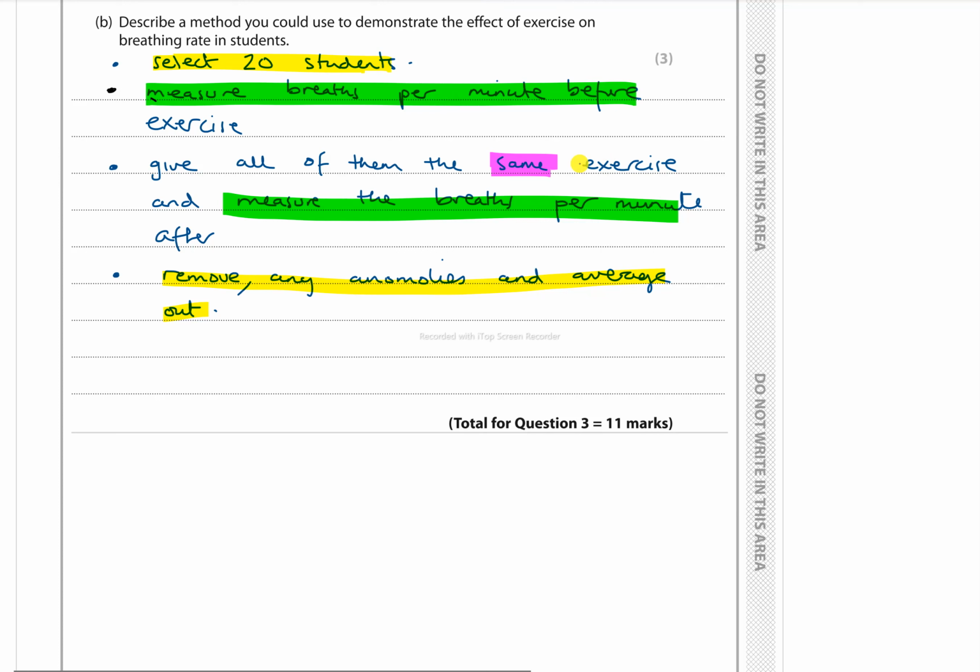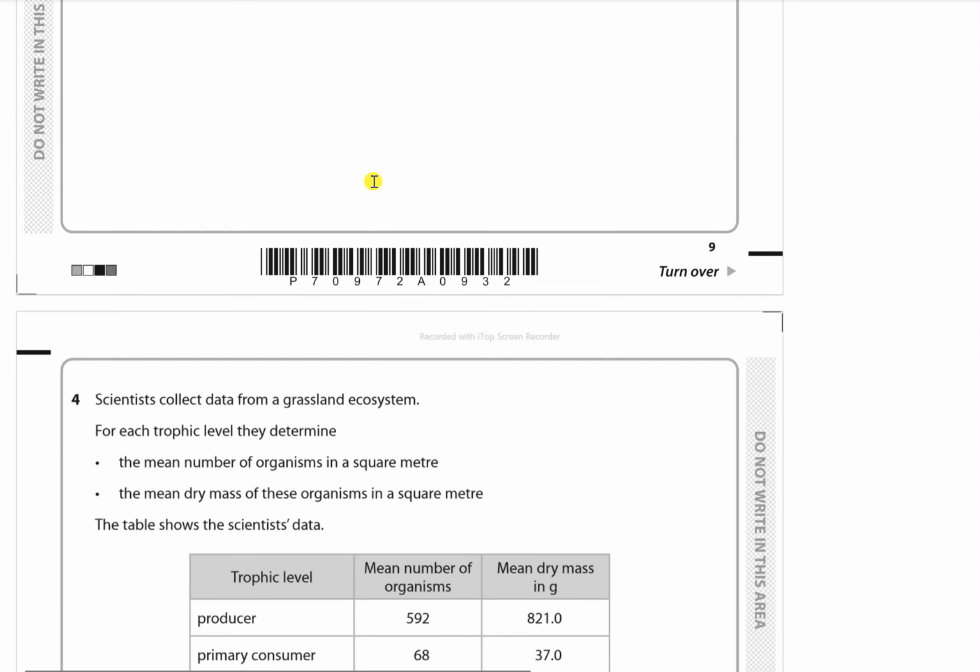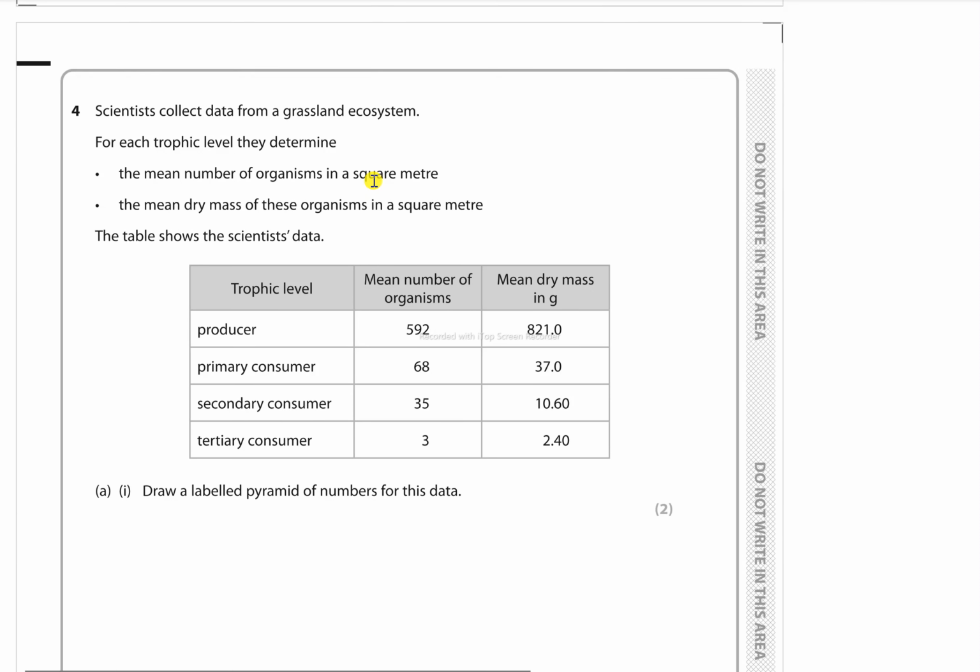Right, okay, so what you could do is expand on this. You could say same type of exercise, for the same time. You could use the same sex or gender, age, fitness. Right, okay. 3 questions is more than enough on this one. We'll do the others on another video.